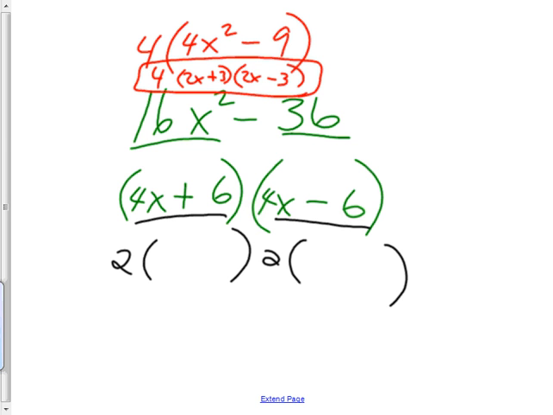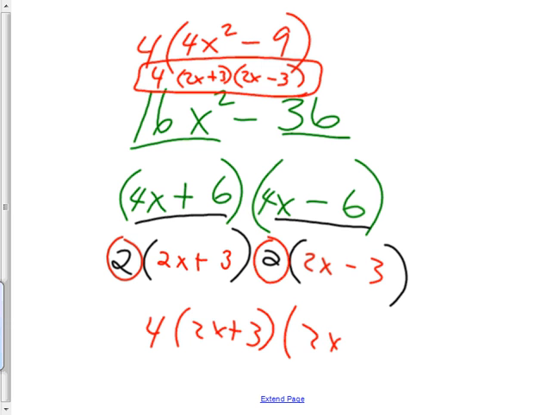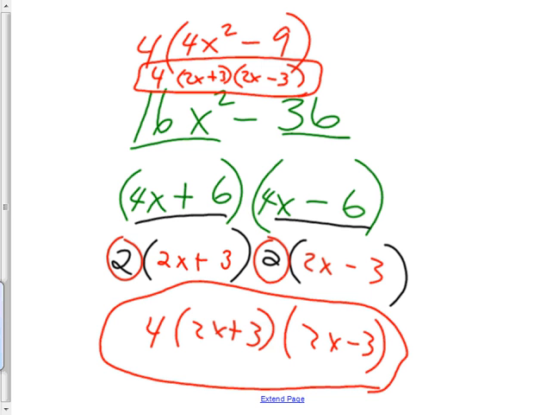As opposed to if I factor the 2 out here, it's 2x plus 3 and 2x minus 3. And this is right. I still haven't finished, though, because I've got to put that and that together: 4 out in front, 2x plus 3, 2x minus 3. So either way, you'll come up with that, but there's a hard way and the easy way.